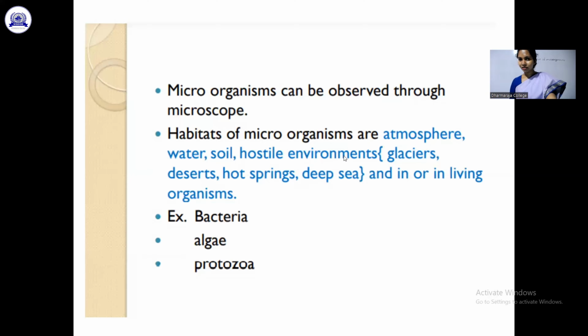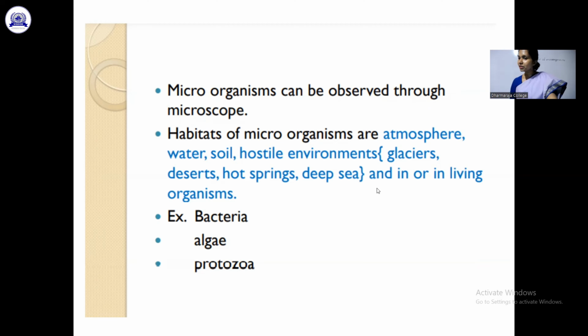Organisms can live in environments where other organisms cannot live, like glaciers, deserts, hot springs, the deep sea, even in and on living organisms. They can be inside the body and also on the body.